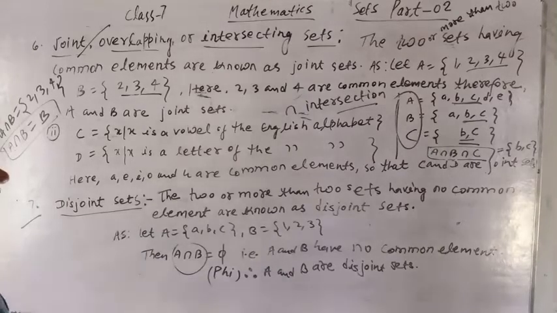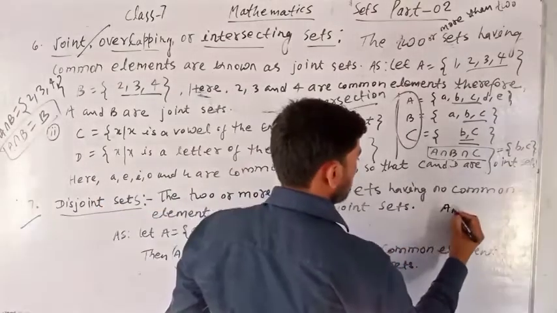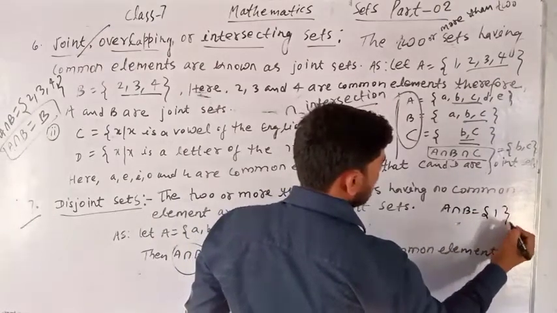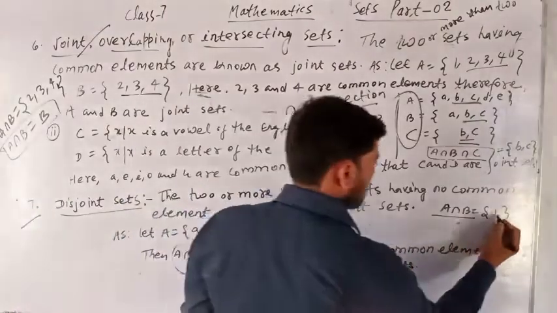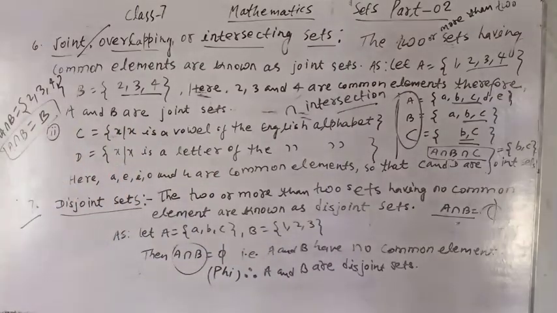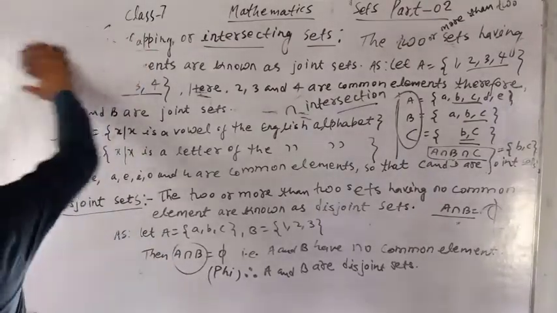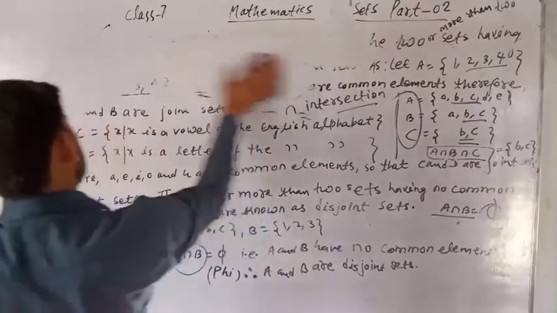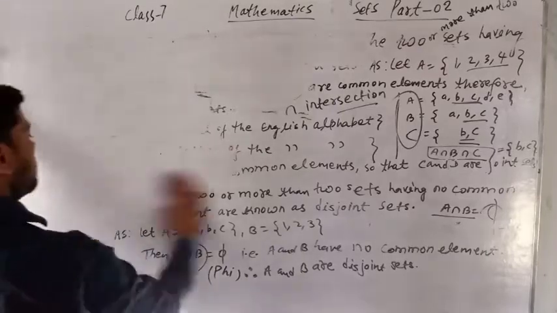If A intersection B is equal to something such as {1, 2, 3, 4}, suppose A intersection B is equal to {1}, it means A and B are joint sets. If A intersection B is equal to phi, it means A and B are disjoint sets. Now I hope all of you have understood joint sets or intersecting sets or overlapping sets and disjoint sets.